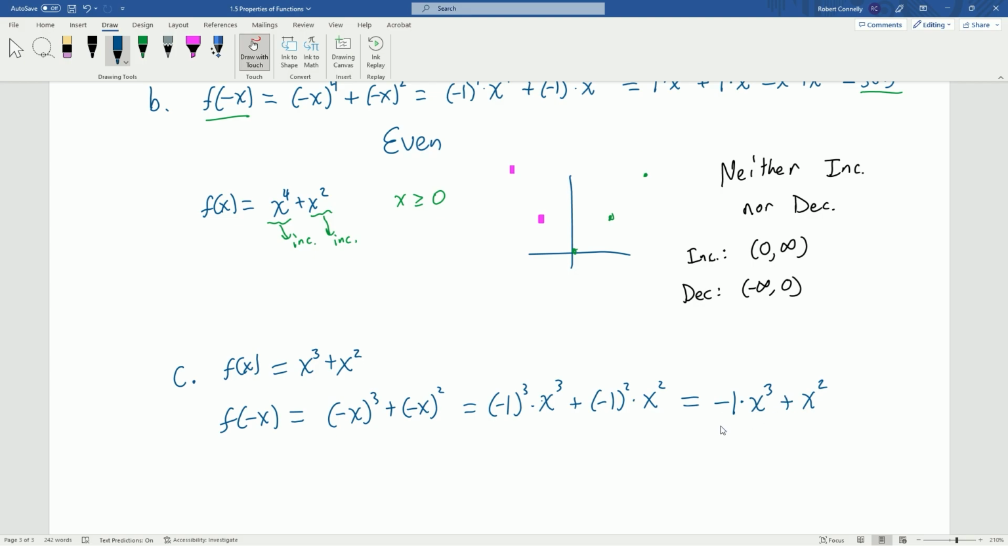And notice, this is not the negative of f of x, because if I factored out a negative 1, I would get x cubed minus x squared. So this is not the negative of f of x. It's also not equal to f of x. So we can say this is not equal to f of x, and this is not equal to negative f of x. So this is neither.